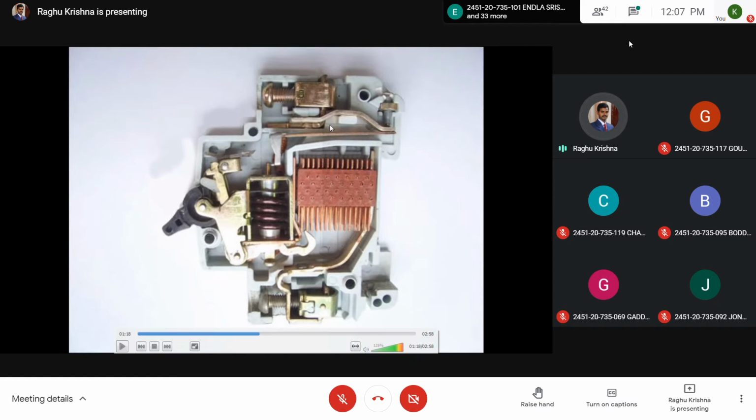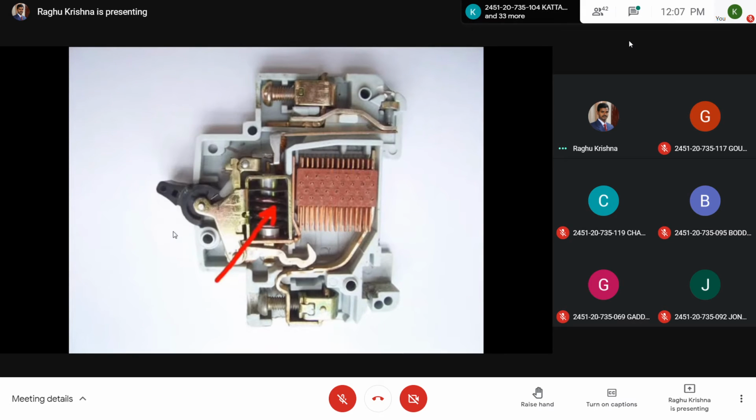So this is the off position. The lever is in off position. So down means off. This is off, right? And this is on.